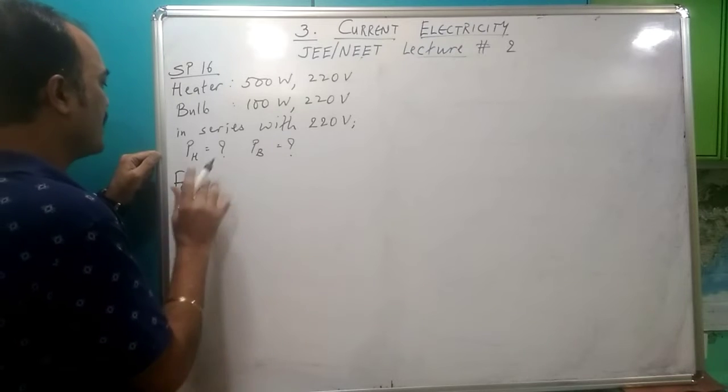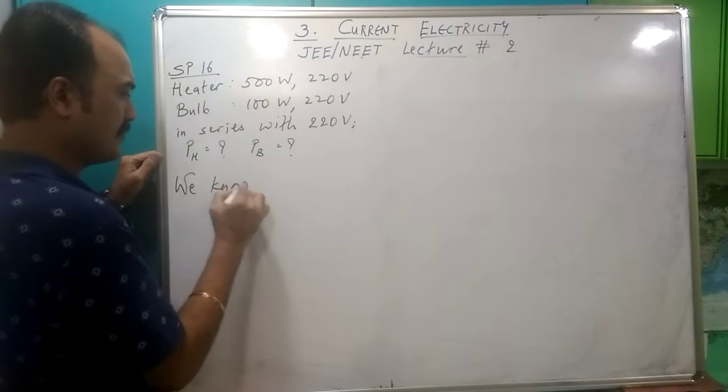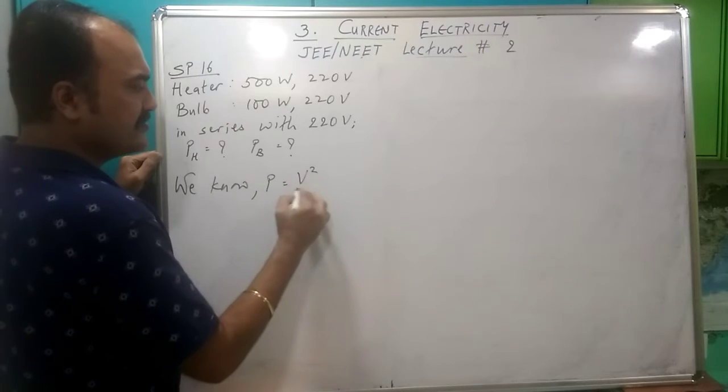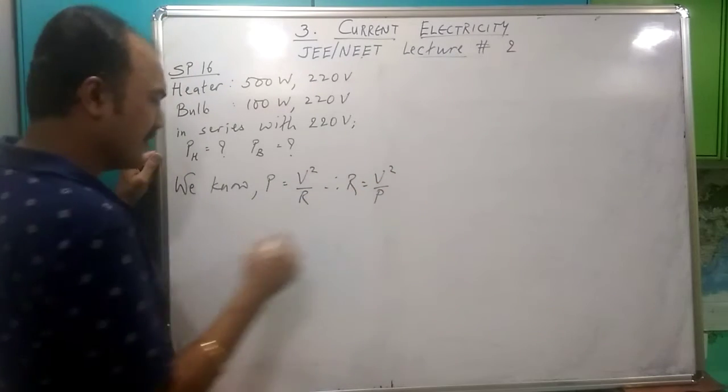For the heater, now everybody knows P is V square by R, which would give me R is V square by P.